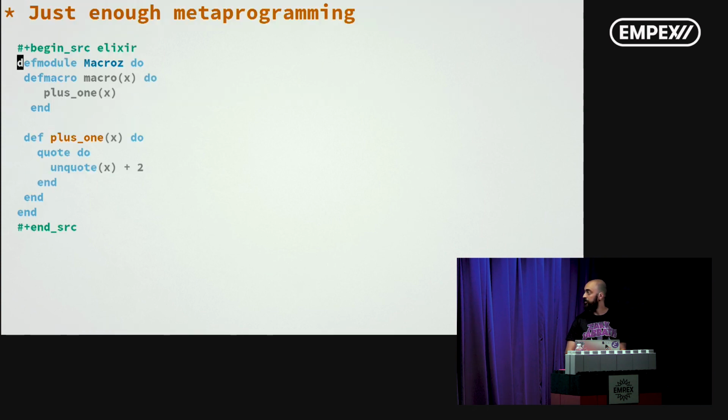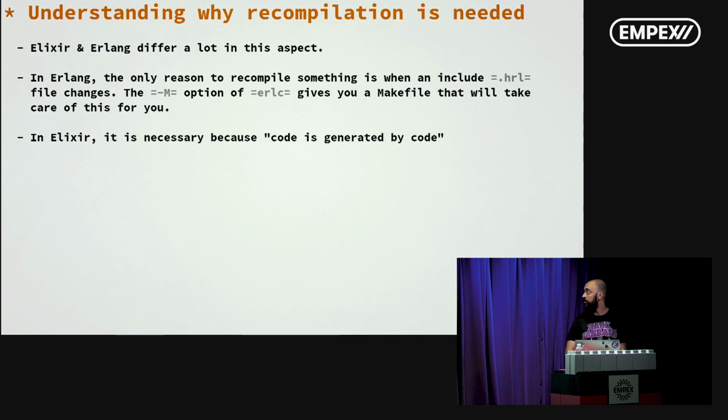Right? Sorry. There we go. And I just want to point out that this is one of the points where Elixir and Erlang differ the most. In Erlang, the only reason to recompile something is when an included header, like an HRL, changes. People tend to put record definitions in those files. When one of those files changes, the Erlang compiler has the -M option that generates a makefile that will recompile things for you, and you don't even have to think about that. That's why if you look on the internet for Erlang recompilation, you'll probably find nothing.